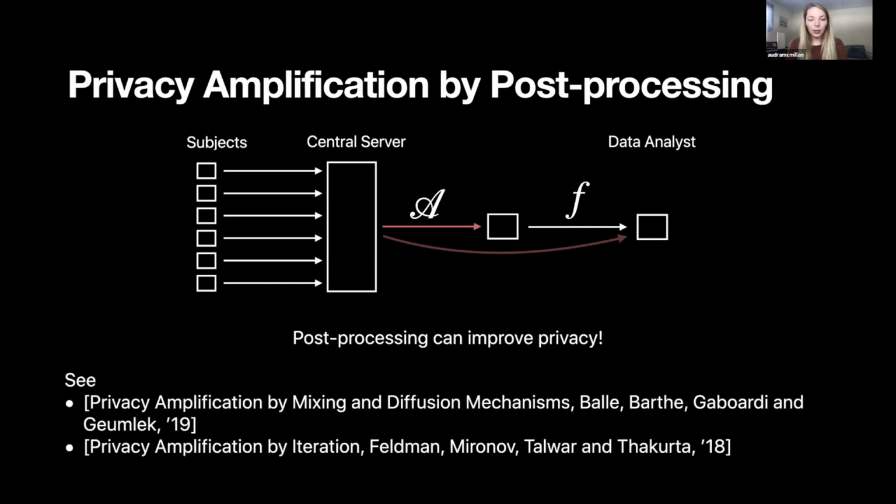So I want to point you to two nice papers on this topic that try to characterize what differentially private mechanisms and what type of post-processing actually improve amplification, and how you might analyze this type of algorithm. I highly recommend the Balle, Barthe, and Gaboardi paper. But what we're actually going to focus on is the privacy amplification by iteration paper. This can help us analyze SGD, which is why we're focusing on this one.